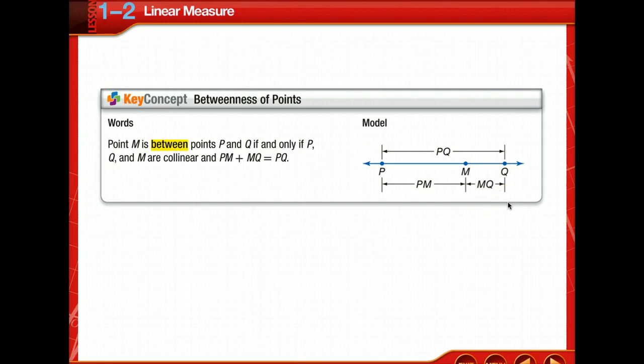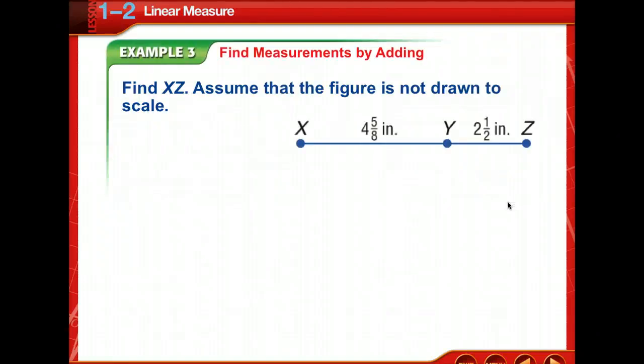Okay. Measures are real numbers so all arithmetic operations can be used with them, and you know that the whole usually equals the sum of the parts. That's also true of line segments in geometry. So we're going to find measurements by adding. Find XZ. So if they don't give you a drawing, the first thing I do is draw whatever it is they're talking about. Helps you visualize what it is you're trying to solve.